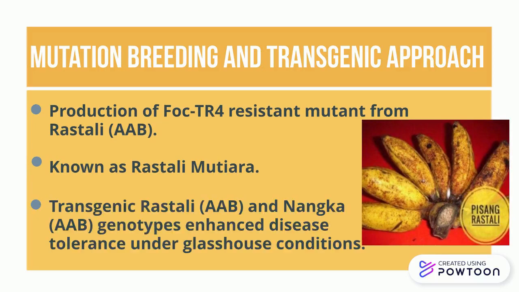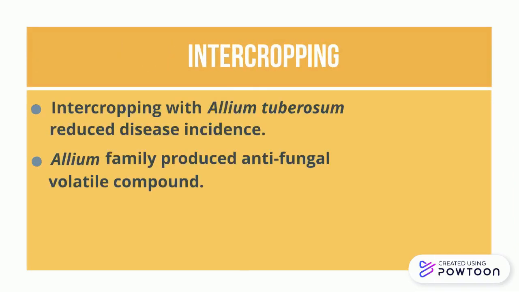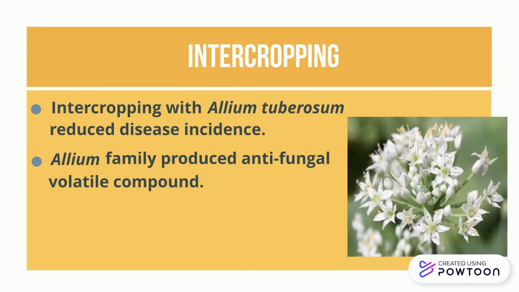Meanwhile, the transgenic Rastali genotype has enhanced disease tolerance under glasshouse conditions, but no field trial has validated the consistency of this promising line. Second is intercropping. Intercropping with Allium tuberosum can reduce disease incidence in certain types of banana plants. Plants from the Allium family are largely utilized in intercropping due to their production of antifungal volatile compounds.